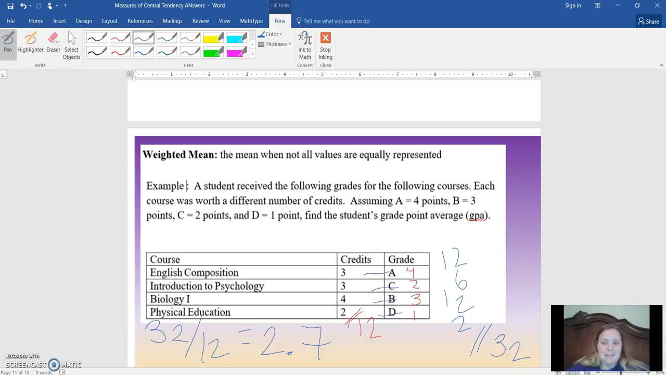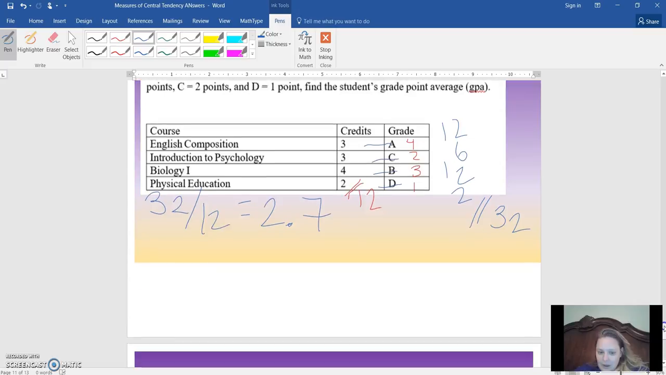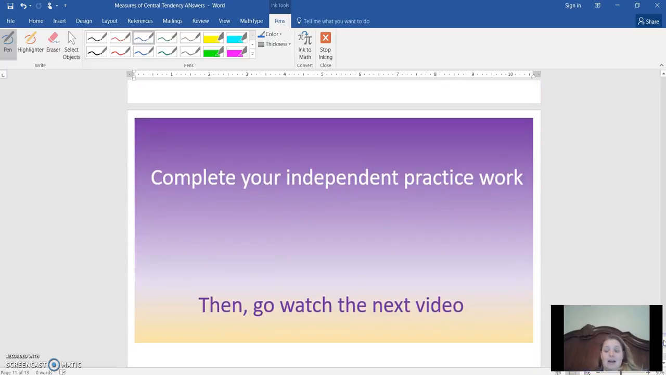All right, and so that's weighted mean. And I just kind of go through that process each time, especially when I'm doing GPA or trying to help kids figure out what do you need to keep your scholarship. That's a lot. Okay, so that is it for these concepts, and I will see you in the next video after you've done your independent practice work.